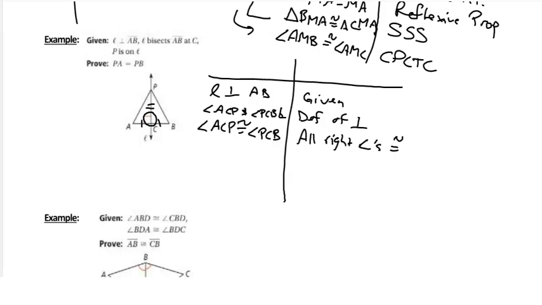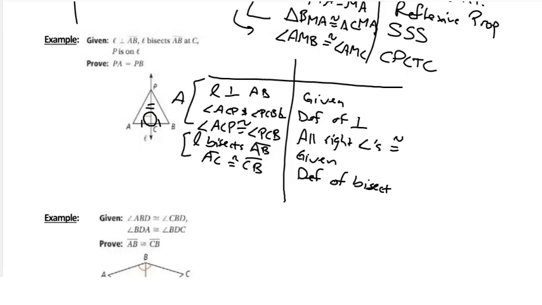Okay, now I'm going to state that L bisects AB, which is given. So that means AC must be congruent to CB, def of bisect. So now we have an A, we have an S, and then my other S for the SAS is going to be PC is congruent to PC, reflexive prop.